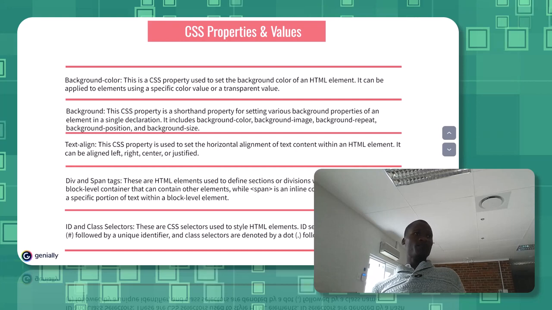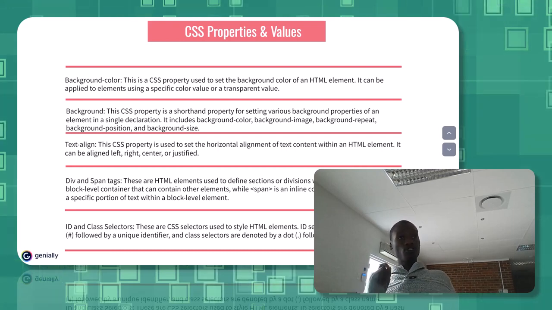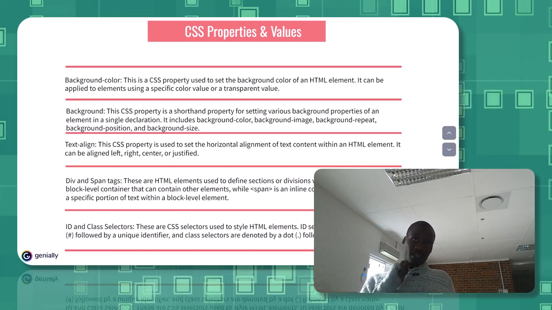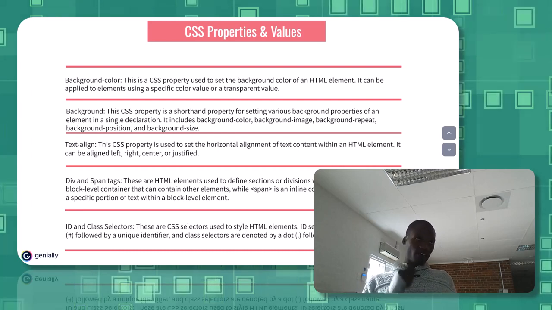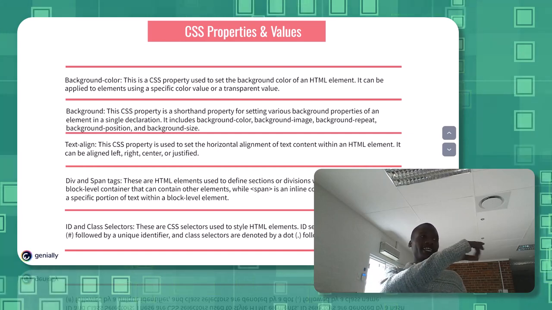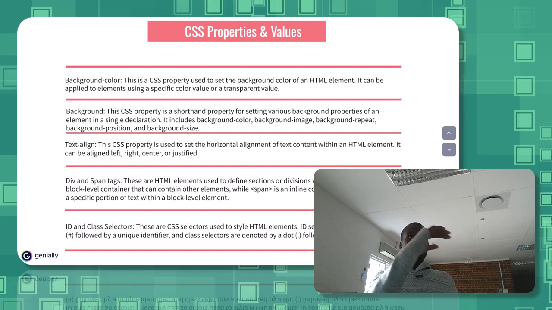So, as I was saying, div and span tags, these HTML elements, are used to define sections or divisions within a web page. A div tag is a block-level container, which starts from left to right and takes up the whole width of the entire page, or of the viewport. The viewport is basically what we see on the page, right?